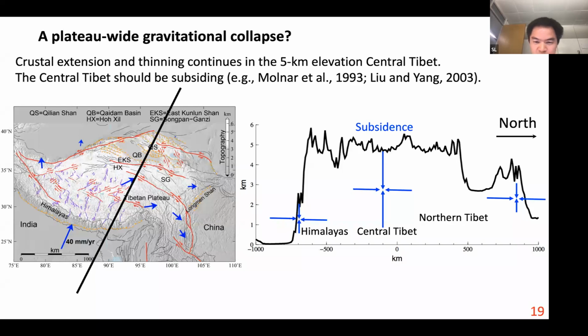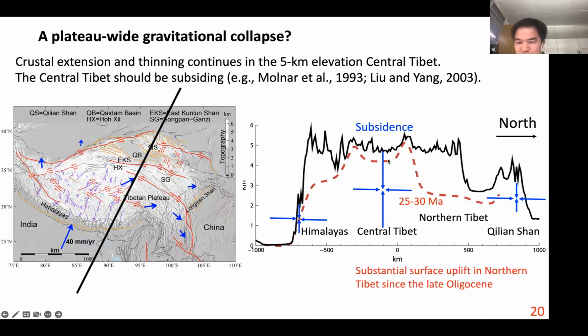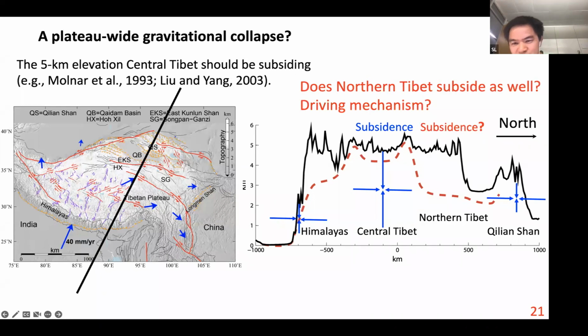Now let's look at topography along this profile as marked by the black line. From southwest to northeast are the Himalayas, central Tibet, northern Tibet, and the stress state in the crust approximately follows the blue vectors. You see the subsidence in the central Tibet. But in the late Oligocene, the topography of the Tibet Plateau probably followed the red dashed line you see here. That means the northern Tibet had experienced substantial surface uplift since the late Oligocene. And now its elevation is approximately similar to that in the central Tibet. So our question is whether the ongoing subsidence in the central Tibet applies to the northern Tibet, because they have similar elevation.